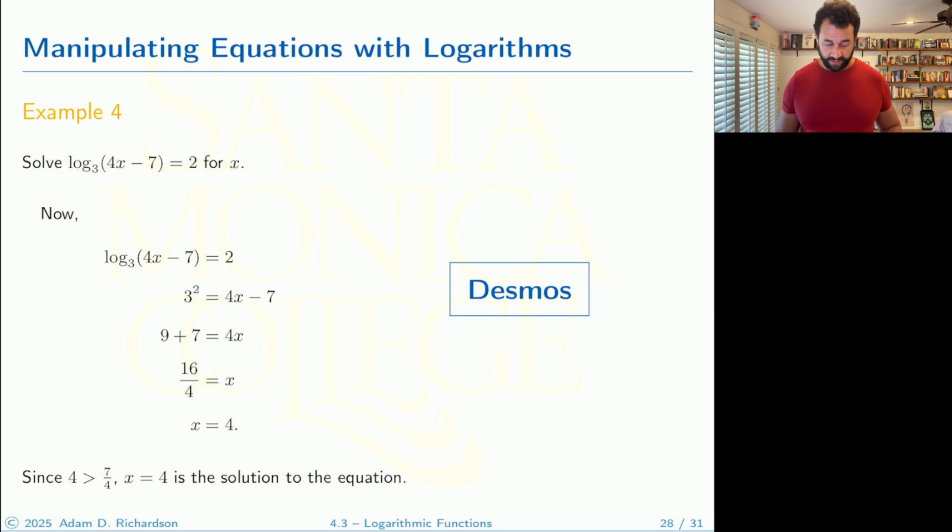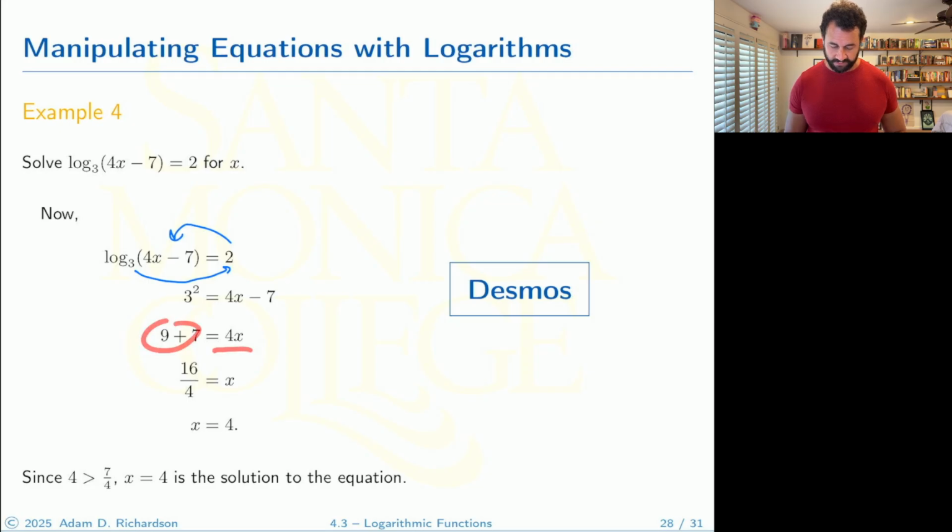Now we can solve. First step, invert. We're just using that inversion relationship. Let me write it out again here: 3 to the 2 equals 4x minus 7. Boom. That's all I did. I just used the inversion relationship. Now we've got a linear equation. We've got a bunch of ways to solve that. Go back and use those old techniques. Go through the arithmetic, and you're all good.